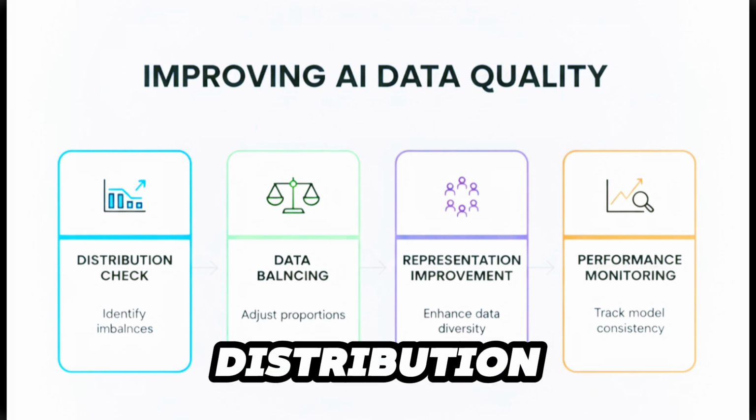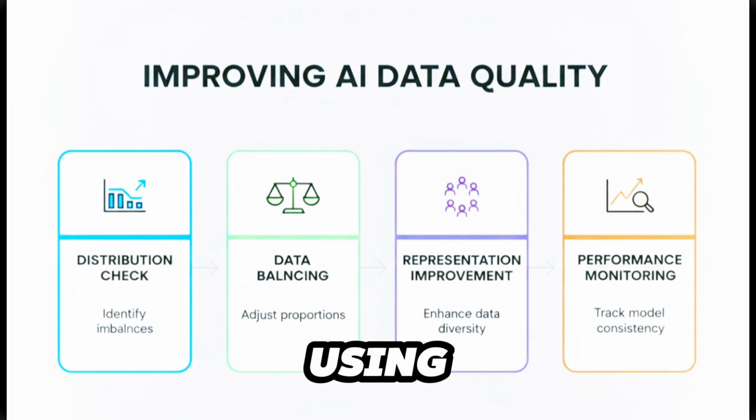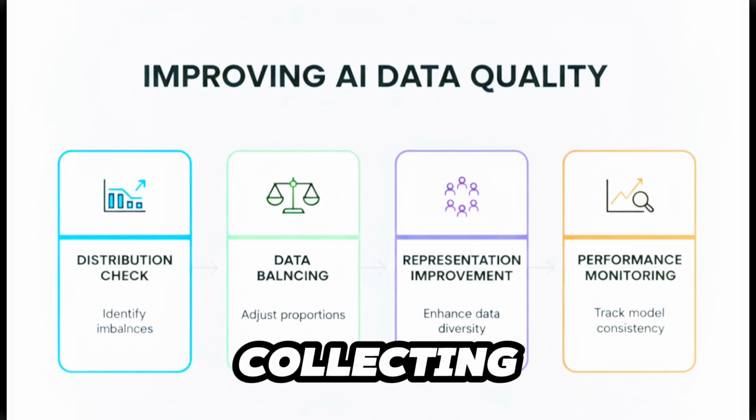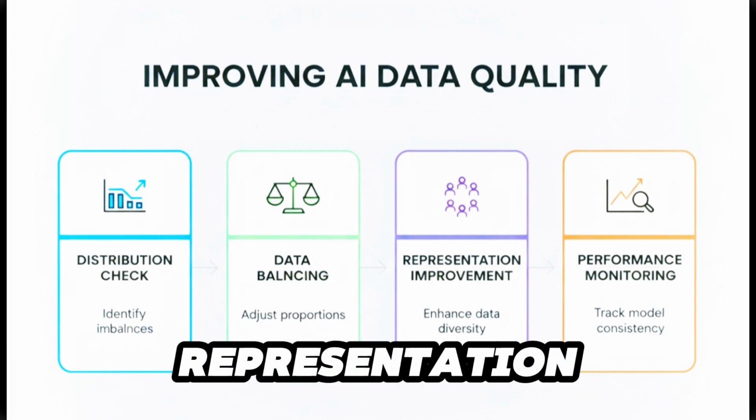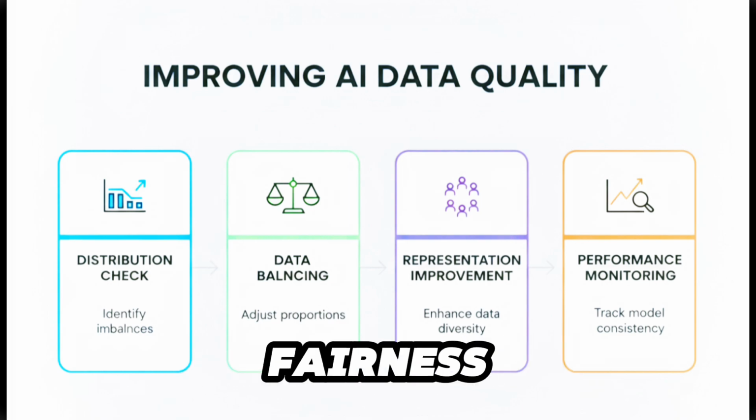Check your data distribution with simple counts and visualization. Balance your dataset using augmentation, resampling or collecting more samples. Improve representation by cleaning data, fixing labels and using better feature extraction. Track how changes in the distribution and representation affect accuracy, fairness and robustness.